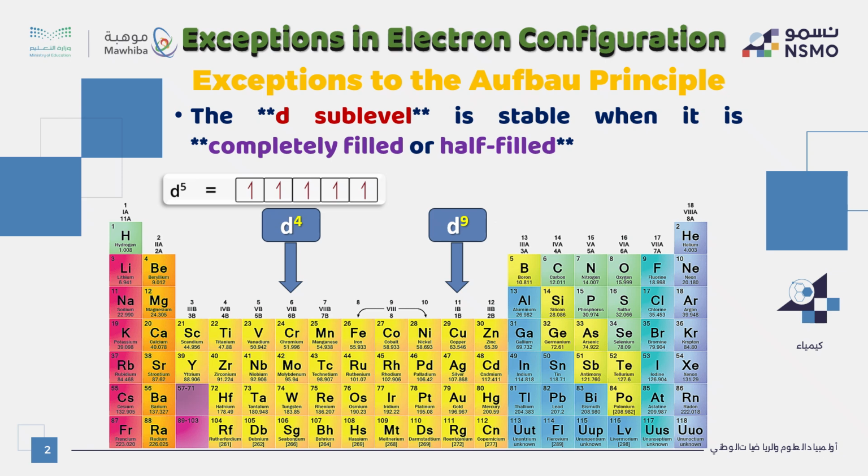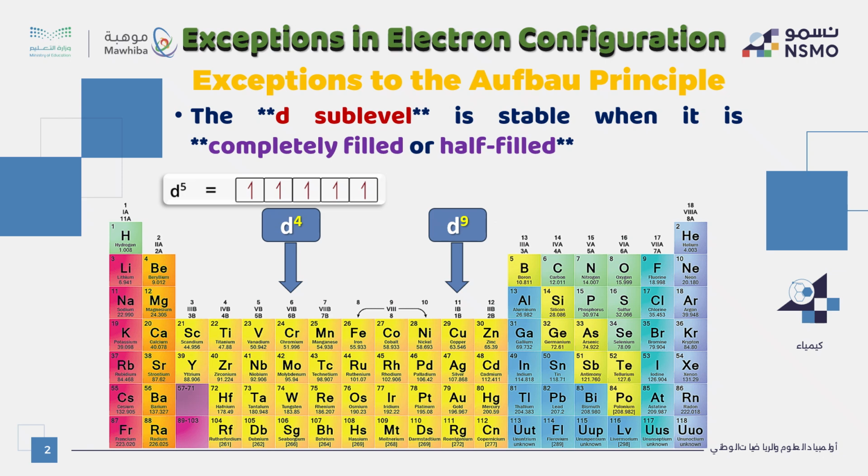Explanation: chromium shifts one electron from the 4s orbital to the 3d orbital. This results in a half-filled 3d sublevel, d5, which is more stable, with slightly lower energy for the atom overall. Therefore, chromium is an exception to the Aufbau principle.